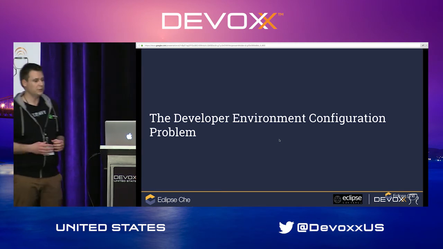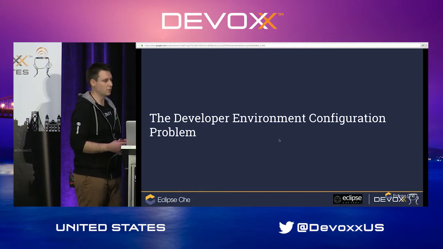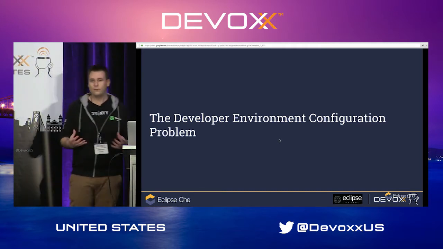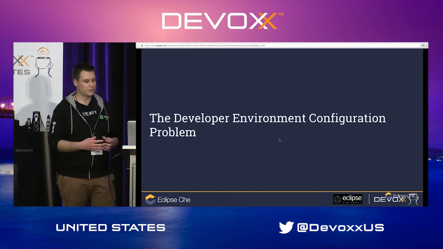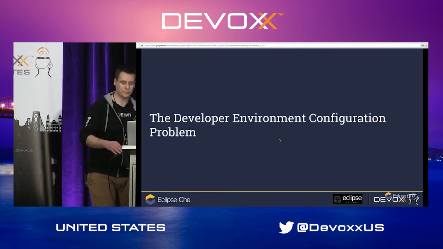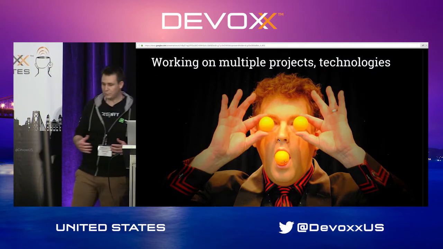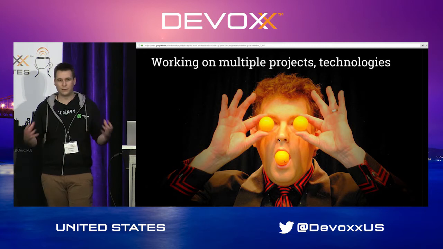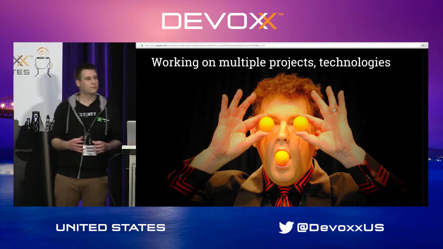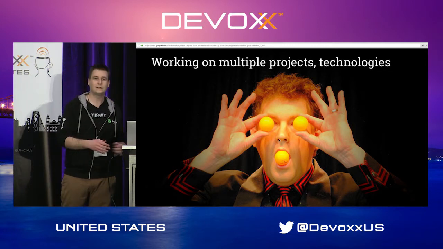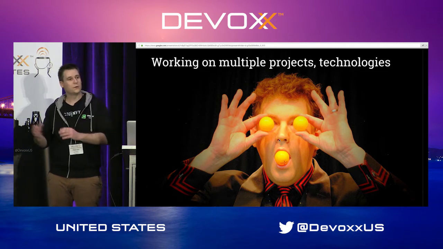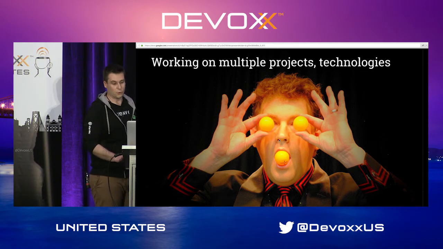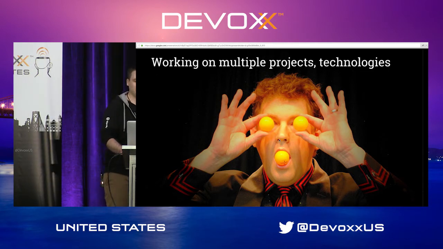If we have to think a little bit about the way we are working today, we are all facing problems with the configuration of a developer environment. We are facing problems because we are working on multiple projects, so we have various technologies, and we have to switch from one context with a certain set of dependencies to another context with another set of dependencies. So sometimes it's having some conflicts.